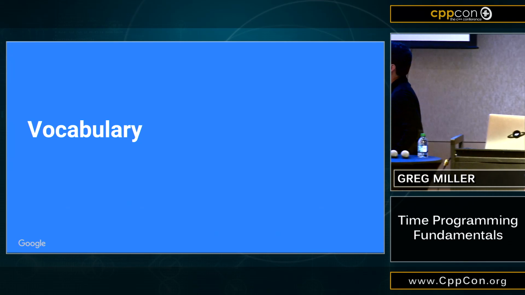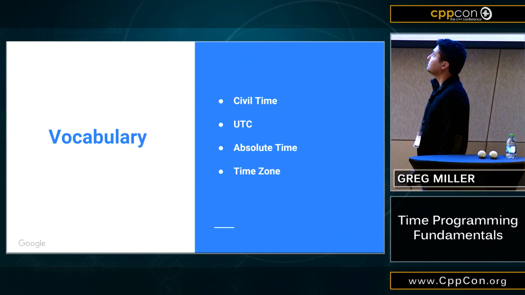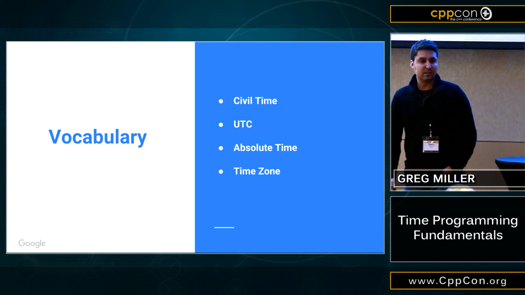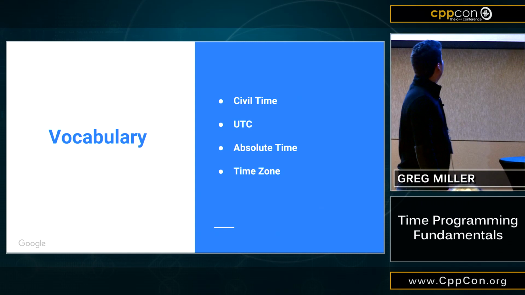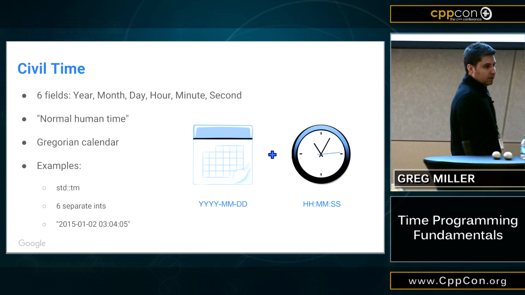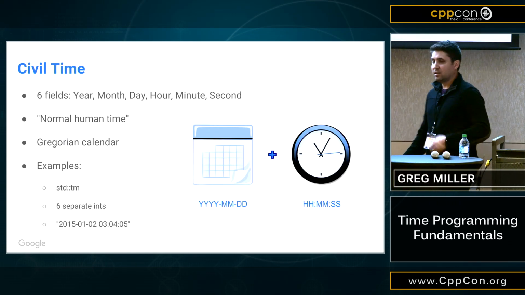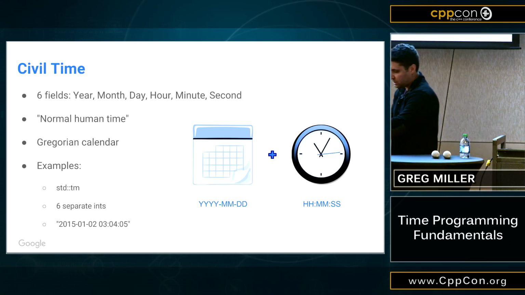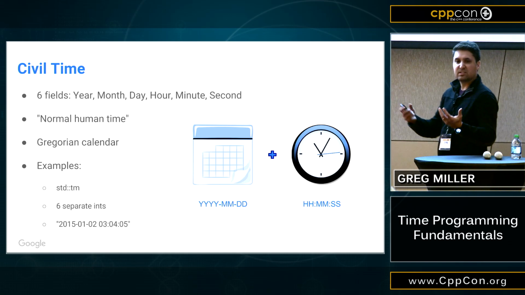So let's get started talking about the vocabulary. I'd like to talk about civil time, UTC, absolute time, and time zone. A civil time you can think of as just normal human time. It's when someone asks you what time it is, you look at your watch and you tell them it's 9:04, and that's a civil time.